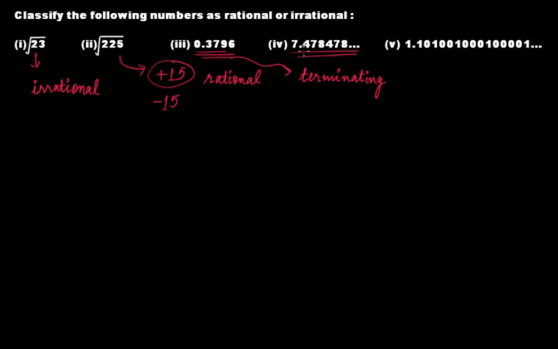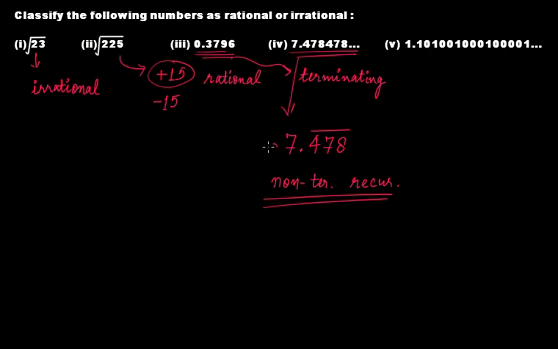What about this one? This is 7.478478, and so on. It means that this is 7.478 with a bar over 478. It tells us that this block of 3 digits, that is 478, will keep on repeating itself. That is why this is a non-terminating recurring decimal expansion that makes it a rational number. This is a rational number.